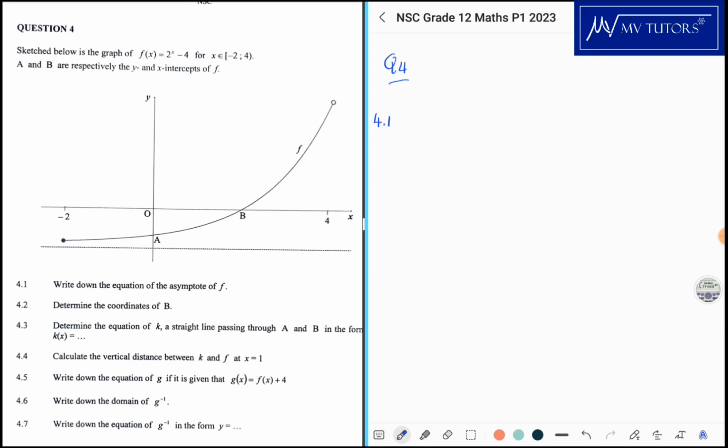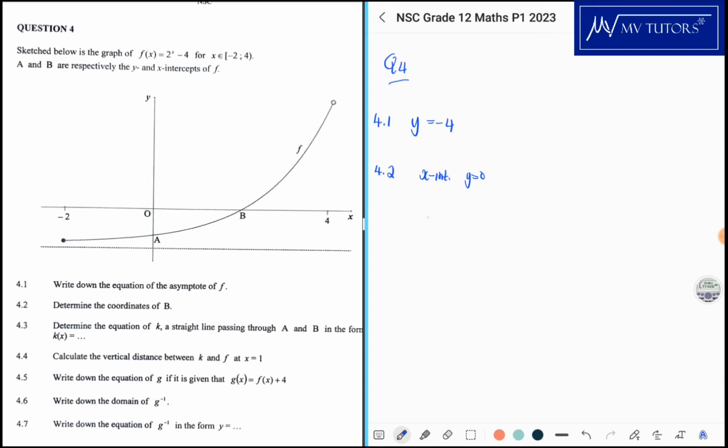It says, write down the equation of the asymptote of f. Alright, so we know that we have a horizontal asymptote. And in this case, it's simply y is equal to -4. Alright, and then 4.2, it says determine the coordinates of b. Now we can see that b is the x-intercept. What happens at the x-intercept? Well, basically that is where y is equal to 0. Okay, so x-intercept, y is equal to 0.